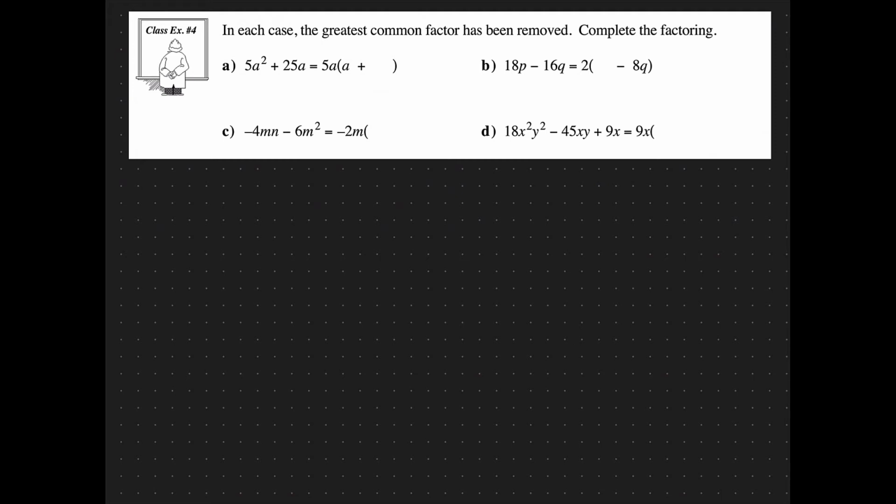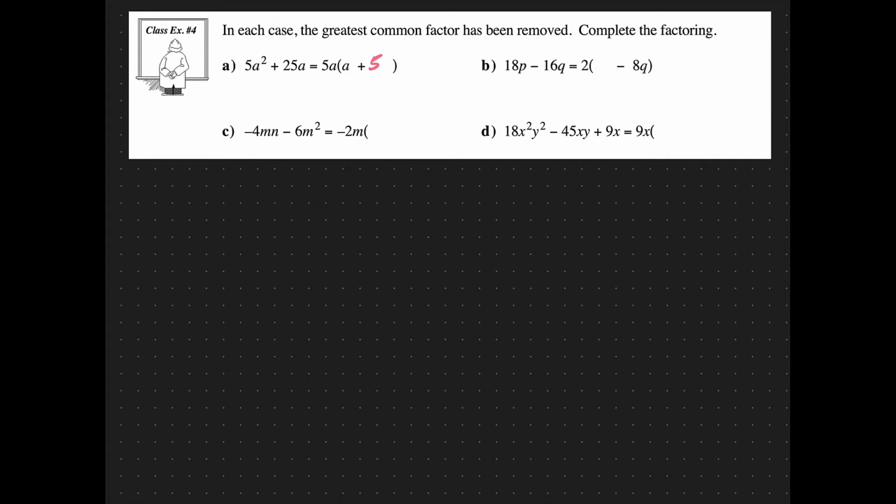So I'm going to move on to the second part of this binomial. 25 divided by 5 is going to be 5. And I had an a to the power of 1 divided by a to the power of 1, which is going to be 1 minus 1, which is 0. So a to the power of 0, which we don't write down. So this is the final answer right here. Factoring that out, it becomes 5a times a plus 5.